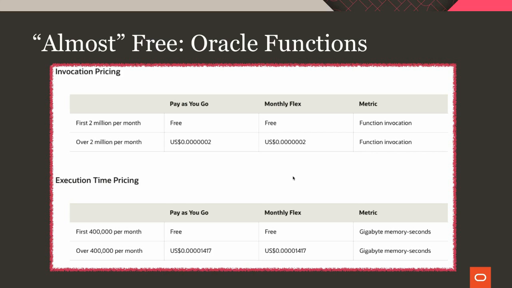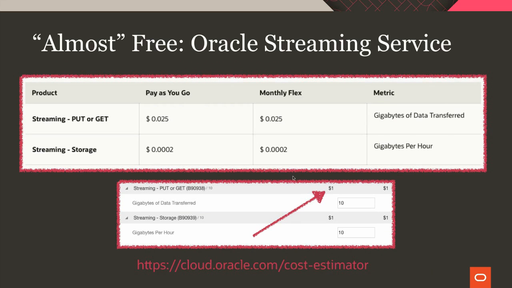The next thing I like to talk about when it comes to almost free is our Oracle Streaming Service. Essentially, this is a full-featured messaging queue, with producers of messages and consumers that consume those messages. And with the Oracle Streaming Service, you're really cheap when it comes to transferring data. You can see down at the bottom of the screen, I've gone to our cost estimator and estimated 10 gigs of data transferred and 10 gigabytes per hour of storage, and we're talking about $1, $2 max for your bill.